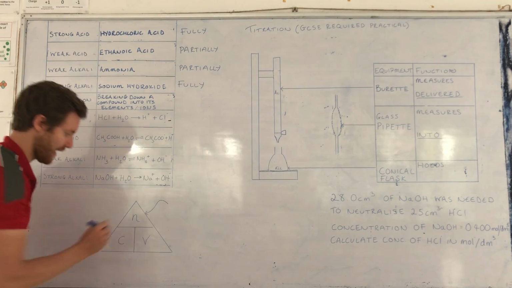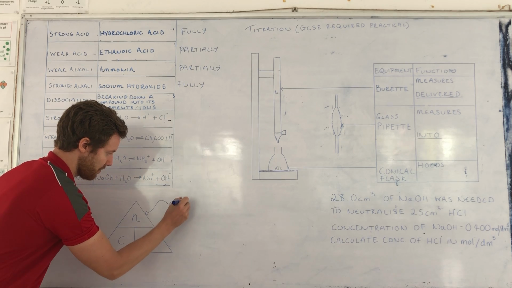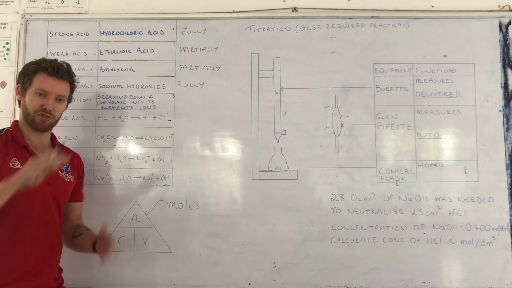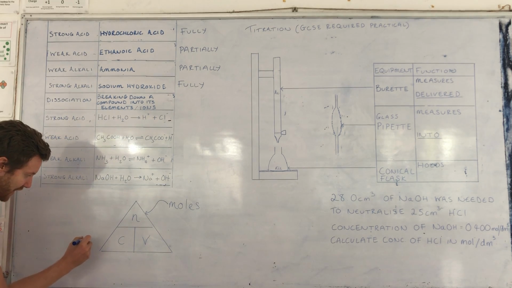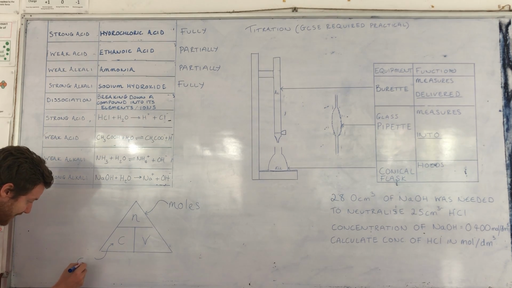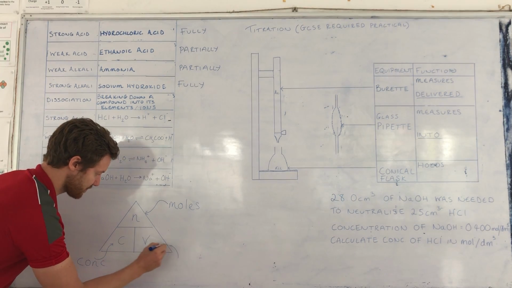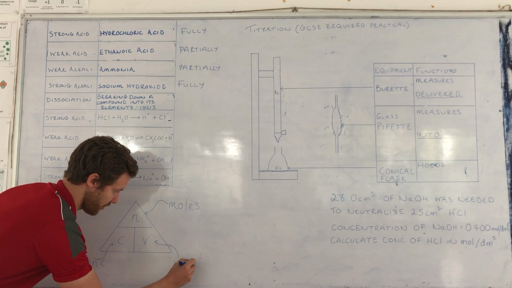Okay, so N, here we go, stands for the moles. Just a unit of measurement in chemistry, not a small animal, moles. Next one, a bit more simple, C standing for the concentration. And our final one, V here standing for volume.